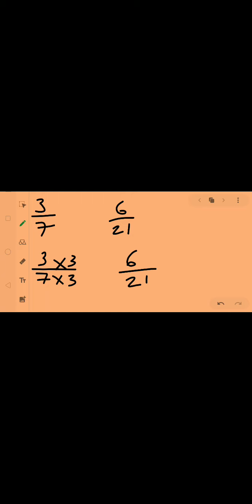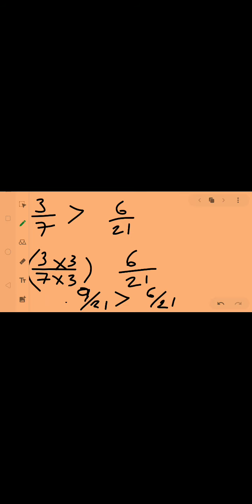So the first fraction, 3 3s are 9. Denominator is 7 3s are 21. Then the second fraction is 6 by 21. Then both fractions became like fractions. So we need to compare the numerators. 9 or 6, which is greater? 9 is greater. So 9 by 21 is greater. 9 by 21 is the equivalent fraction of 3 by 7. So 3 by 7 is greater than 6 by 21.